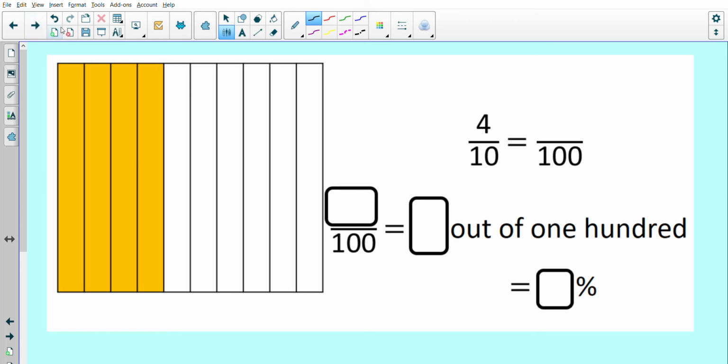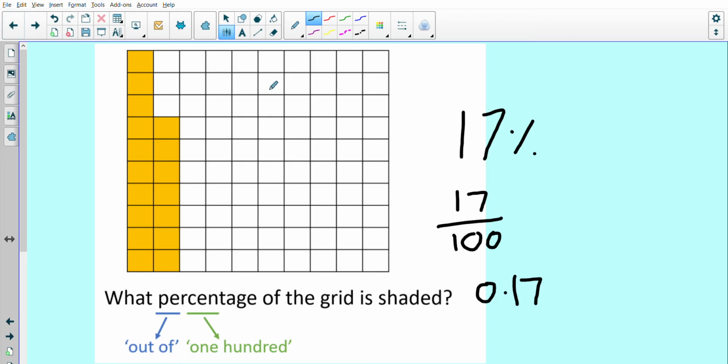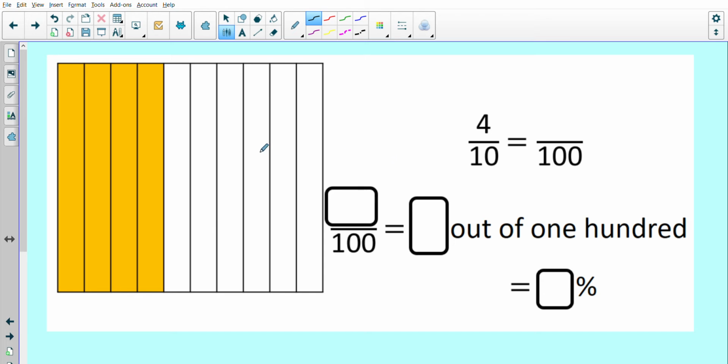Now this is slightly trickier because I've got it out of 10. When we were looking before, it was out of 100. All I needed to do is think about what that top number was out of 100 and change that directly to a percentage. Now I can't do that because it's not out of 100. I need to think about how I can change my denominator so it's out of 100.